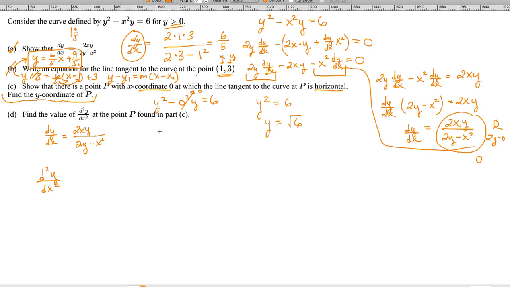So it's going to be equal to the derivative of 2xy, the top function, times the bottom function, minus the derivative of the bottom function times the top, over the bottom function squared.